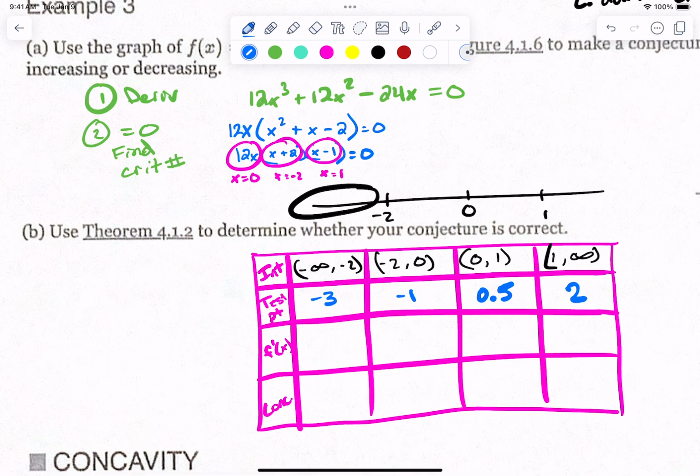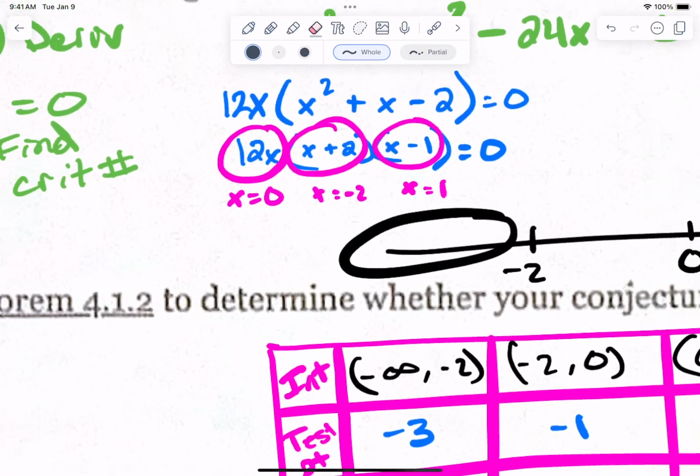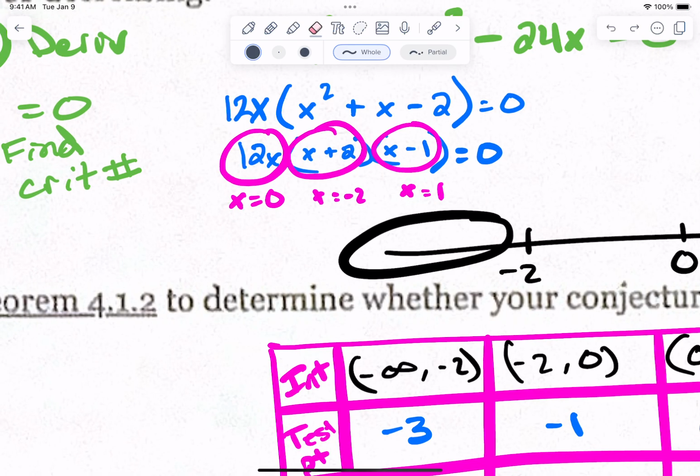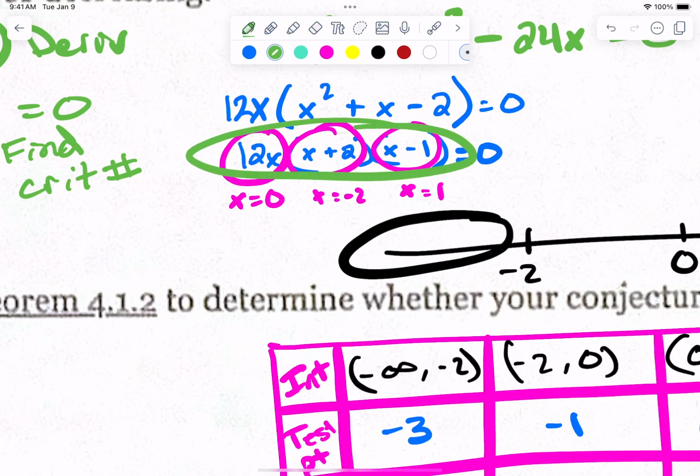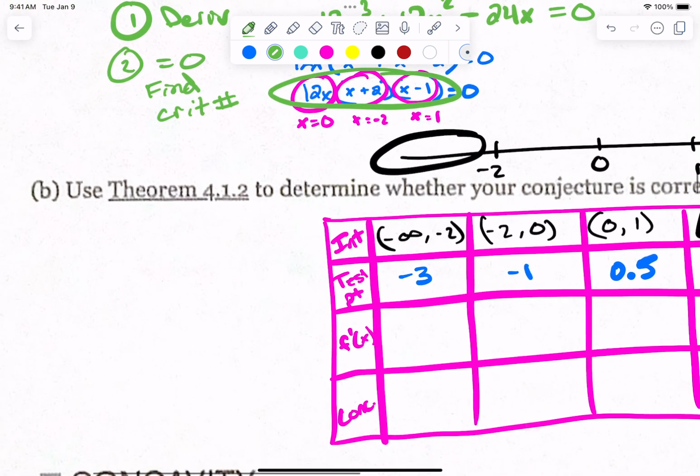Actually, you know what? Here's what I'm going to do. This is a strategy to cheat. This right here is technically the second derivative, or the first derivative, but just broken down, right? It is easier to plug into, and I'll show you why.